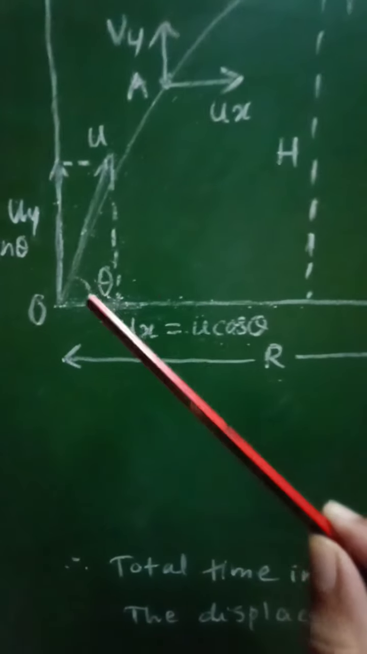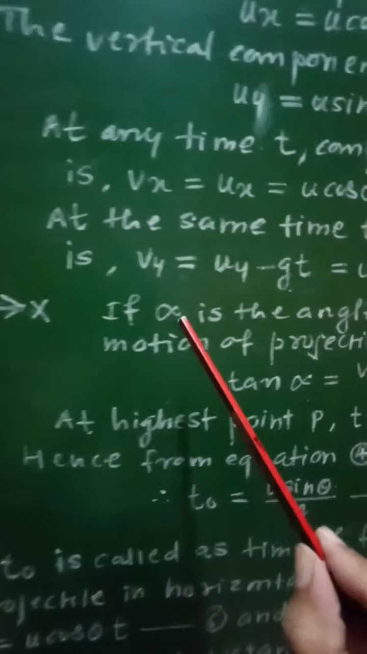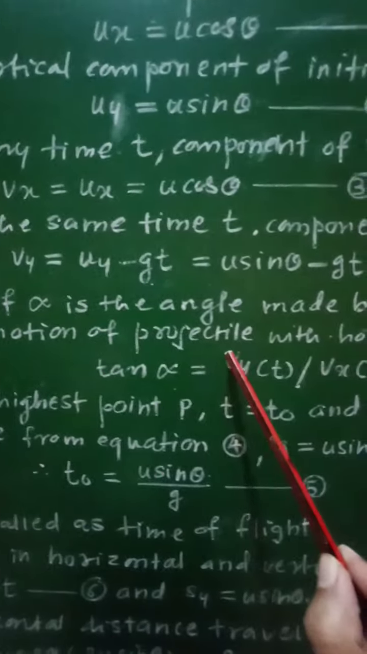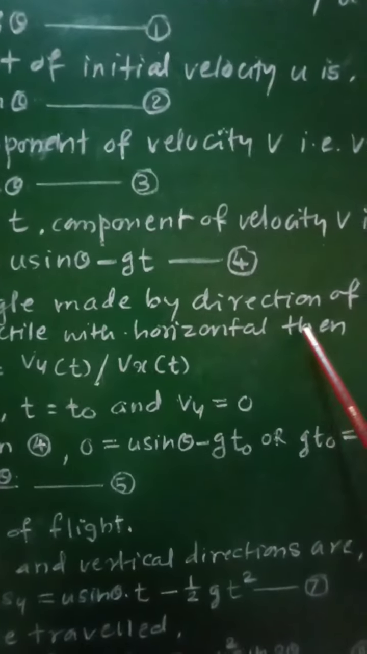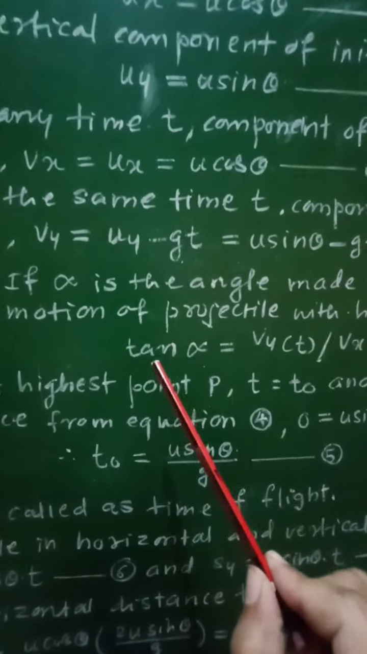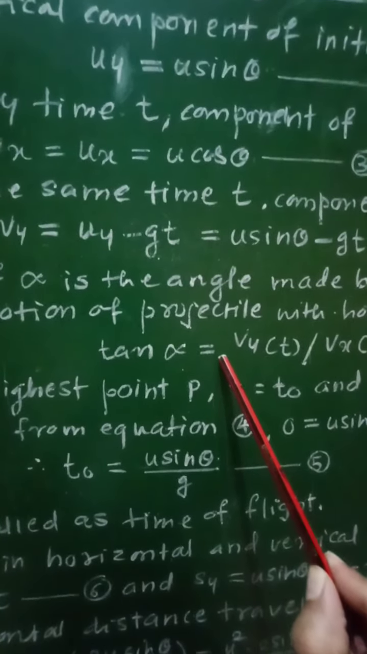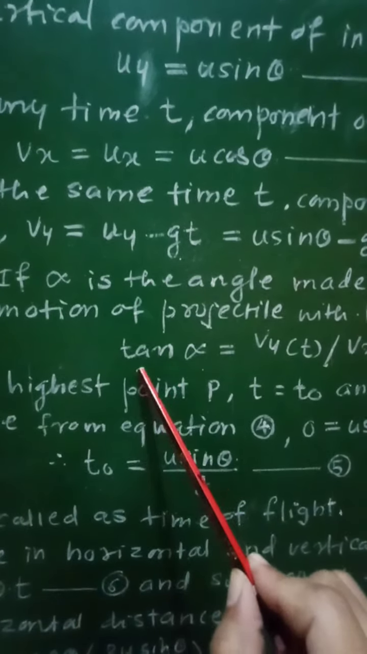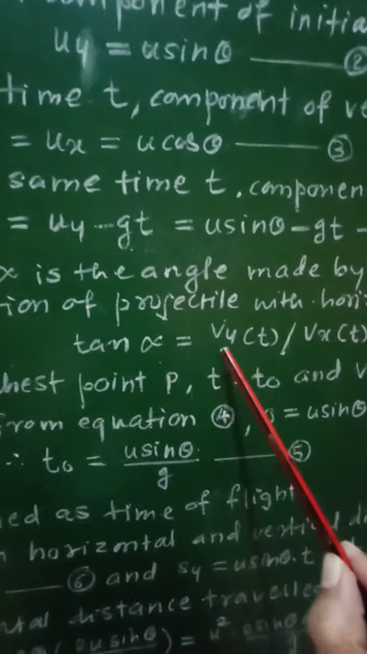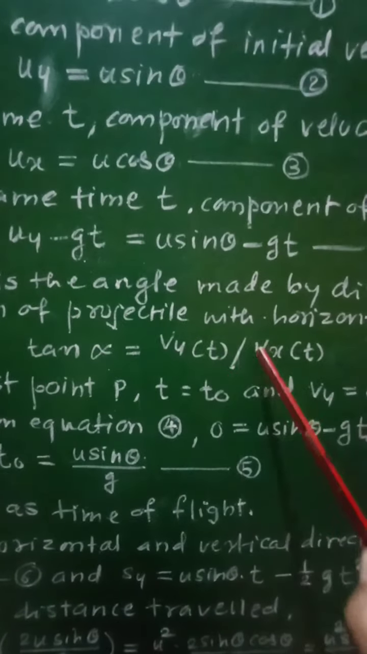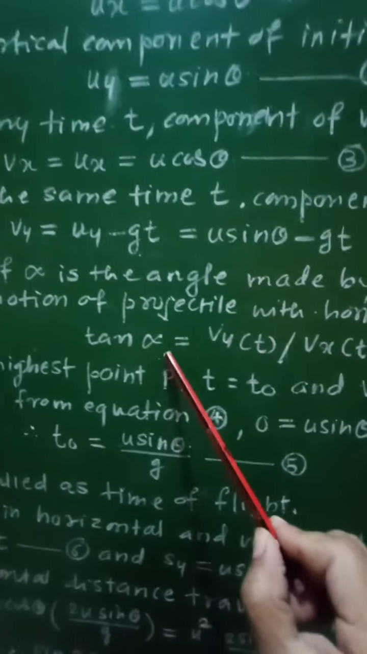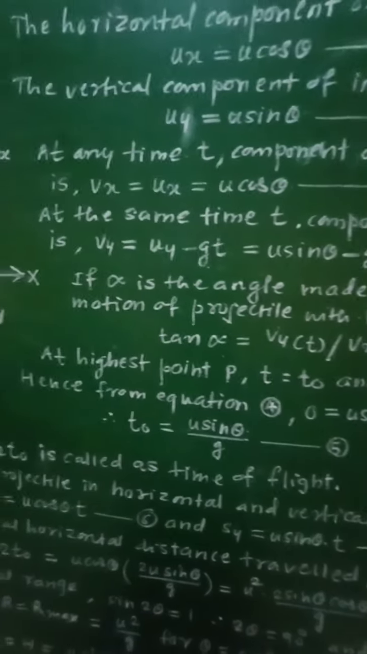Now if alpha is the angle made by the direction of motion of the projectile with the horizontal, then we can write tan alpha equal to, that will give us the direction of the motion of that projectile, that is tan alpha equal to vy at t divided by vx at t, vy by vx, that will be tan alpha.